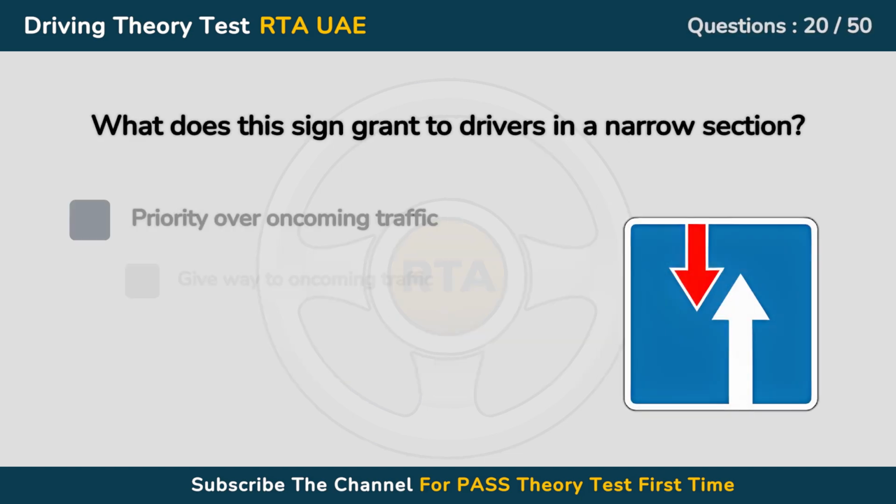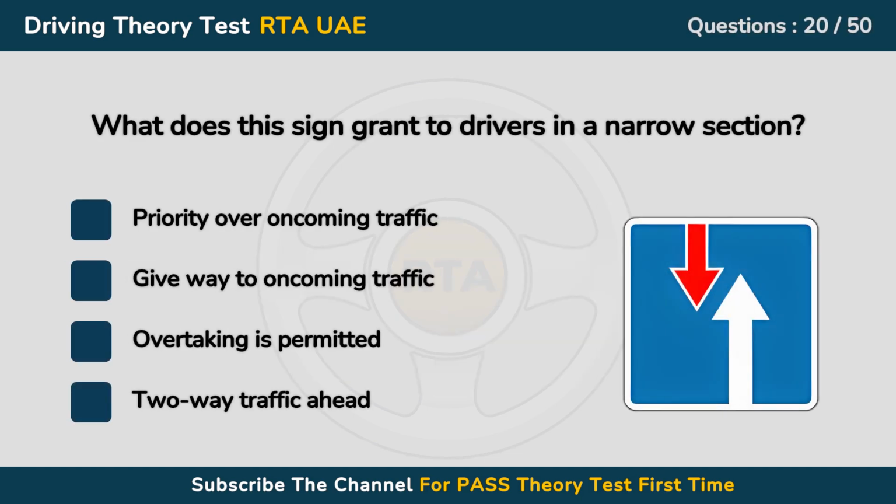Question 20. What does this sign grant to drivers in a narrow section? A. Priority over oncoming traffic. B. Give way to oncoming traffic. C. Overtaking is permitted. D. Two-way traffic ahead.